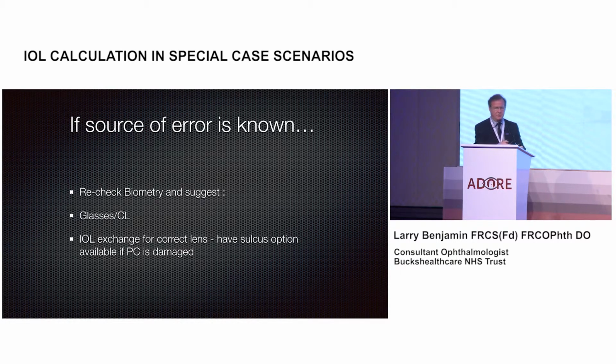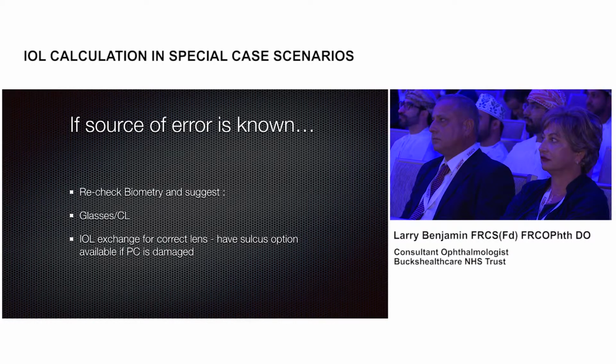So always recheck the biometry, make sure that the readings are or were good. And then there's no harm in suggesting glasses and contact lenses. They work. They're easy, they're non-surgical. Some patients say, oh yeah, that's fine, I don't mind wearing glasses. Others say, no, I want good distance vision without them, and for them, you can give them an IOL exchange for the correct lens. If you do that, just make sure that you have different options on the shelf, so one that goes in the sulcus, one that goes in the bag, in case you damage the bag and you need a sulcus option.